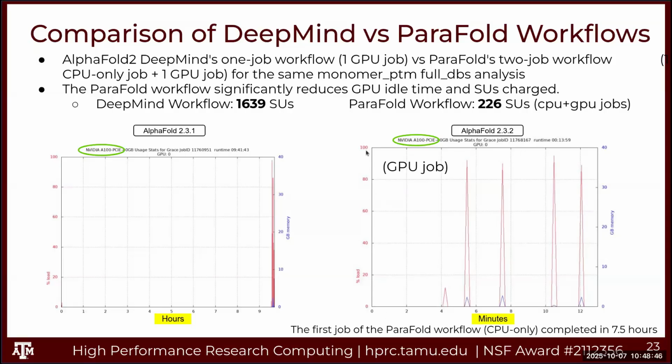Here's the GPU part. Again, we see the percent load in red, gigabytes of memory, max of 40 on this GPU, the same A100. And you can actually see it only took like 12.5 minutes. Here's actually runtime 13, 15, 14 minutes. And so you can see there's some spikes of GPU activity. But it only costs 226 service units. This is the CPU part and the GPU job. So it really helps to break this, to use the ParaFold workflow, both in terms of not having idle GPUs and also to save service units.